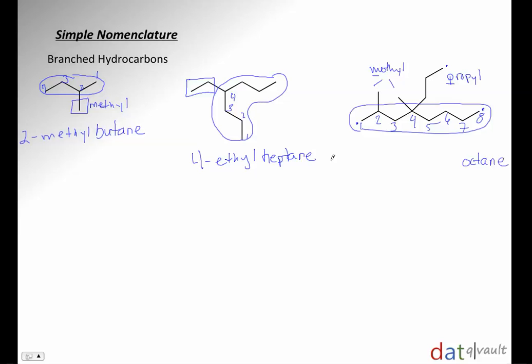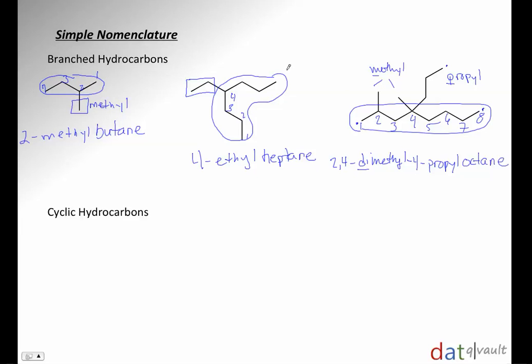So we're going to start with 2,4-dimethyl. We're using the prefix di in this case because there are actually two methyl groups in this compound. And then this is going to be hyphen and then 4-propyloctane. Alright, so this is a simple way to name branched hydrocarbons.